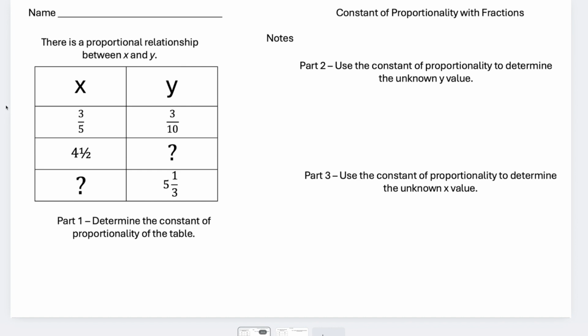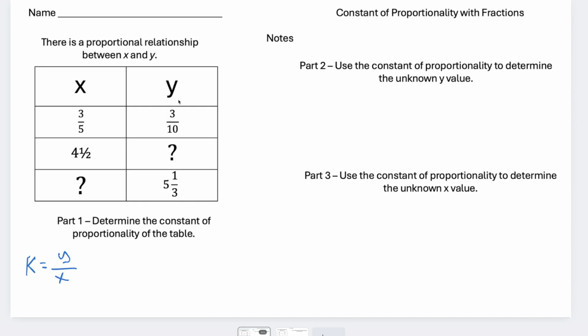Here we have a table. In the left-hand column we have the x values, and in the right-hand column we have the y values, and we know there's a proportional relationship between x and y. The first set of values: when x is 3/5, y is 3/10. Remember, to get the constant of proportionality, or the k value, you take the y value and divide it by the x value.